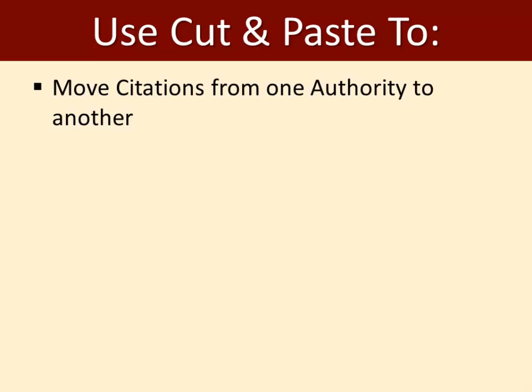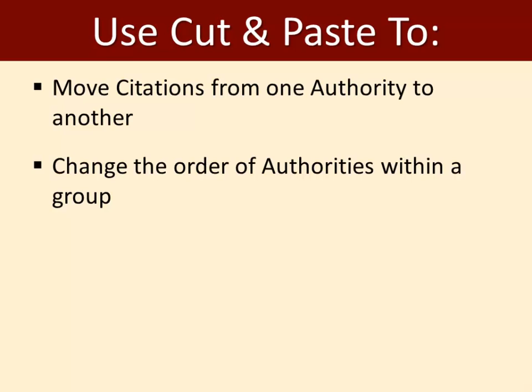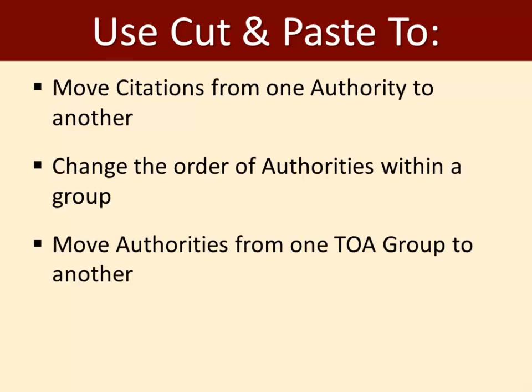Now, let's talk about how to use cut and paste in Best Authority. Basically, almost any time that a group, authority, or citation appears in the wrong location in the review tree, you can use cut and paste to set it right. For example, cut and paste functionality can be used to move citations from one authority to another, change the order of authorities within a group, move authorities from one TOA group to another, or change the order of groups.